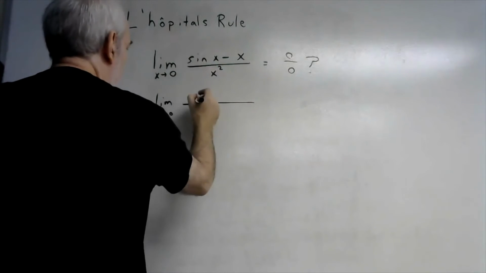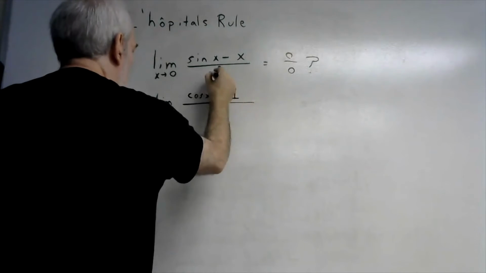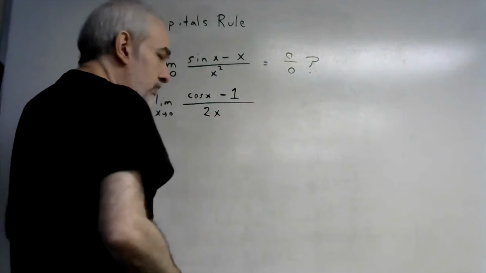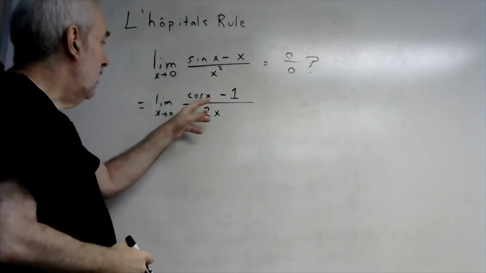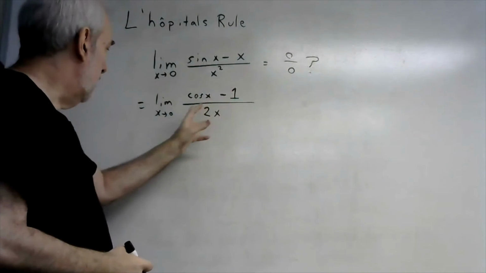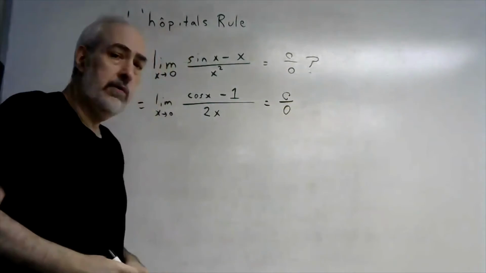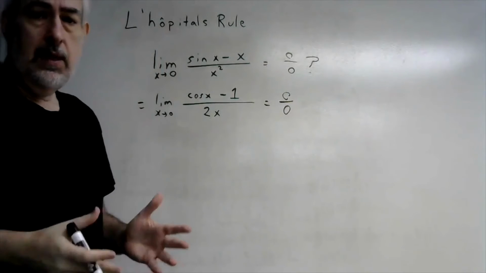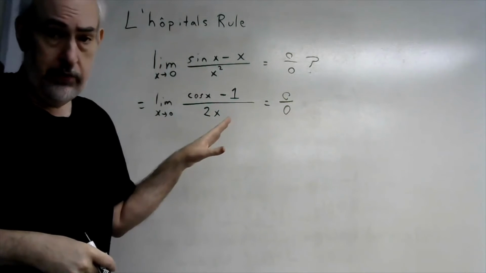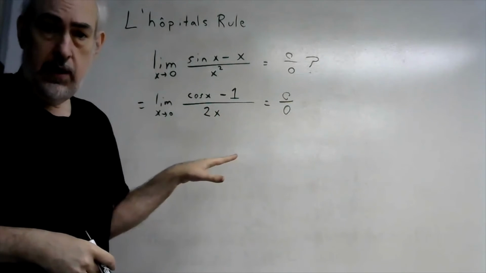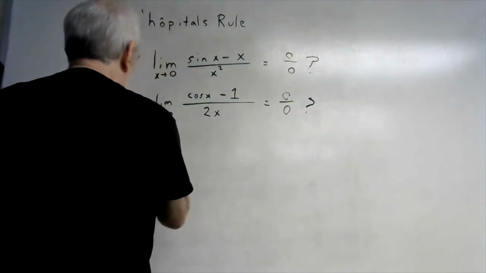the derivative of the top is cosine of x minus 1 over 2x. Well, let's try to plug in 0 into this, see what we get. Cosine of 0 is 1, 1 minus 1 is 0, and the bottom 0. Oh no, we got 0 over 0 again. In a case where you use L'Hopital's rule and it's still 0 over 0, just do it another time. So, use L'Hopital's rule another time.